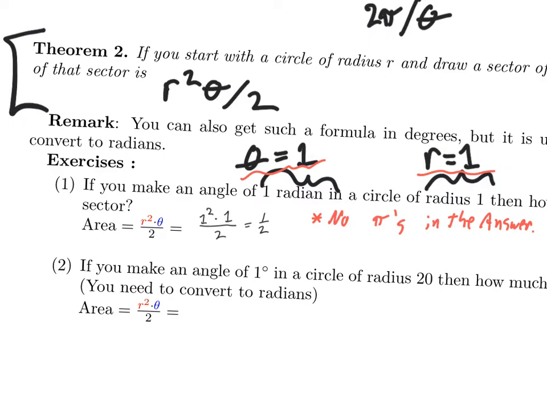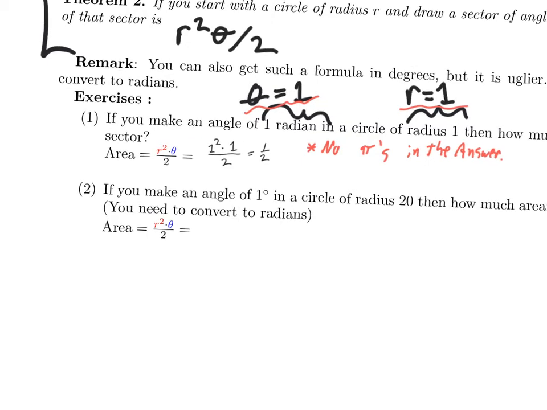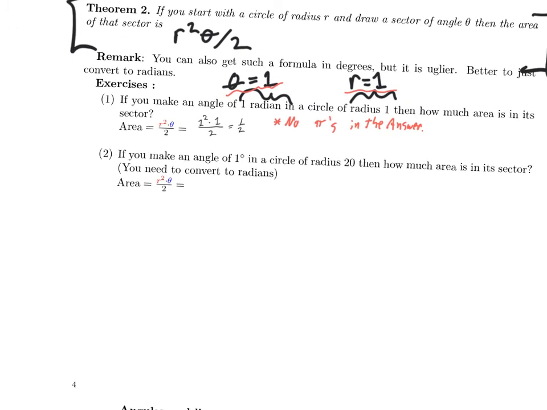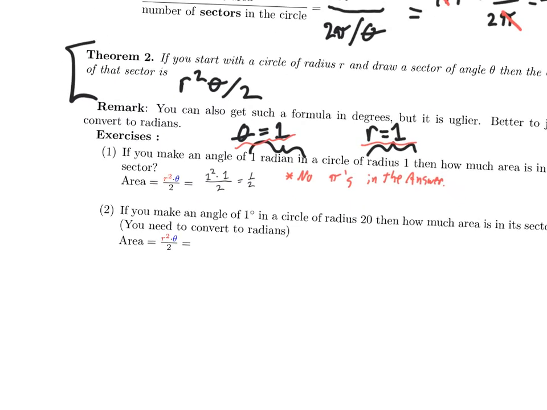So let's suppose instead I give you an angle of 1 degree inside of a circle of radius 20. Then how much area is in that resulting sector? You'll notice here that this angle isn't in radians, it's in degrees. The formula we just developed only applies if the angle is measured in radians. You would need to do some conversion to get a formula if the angle is in degrees instead of radians.